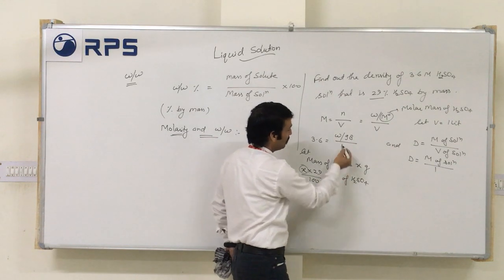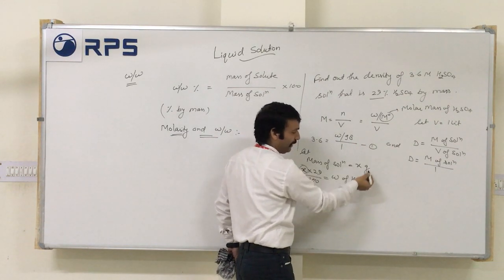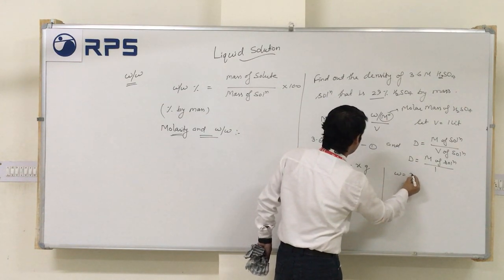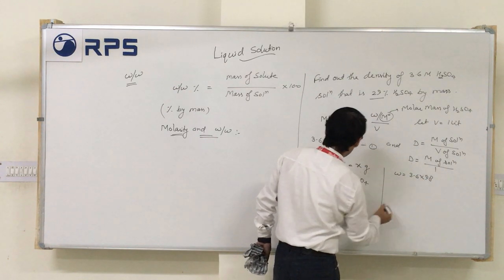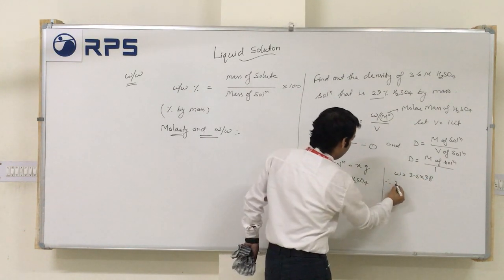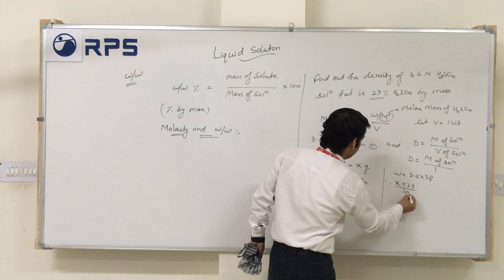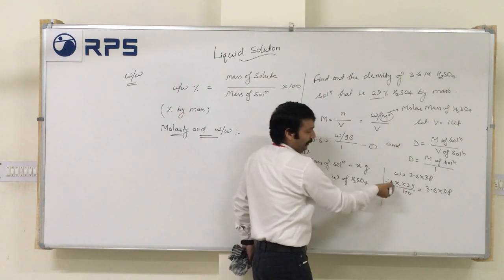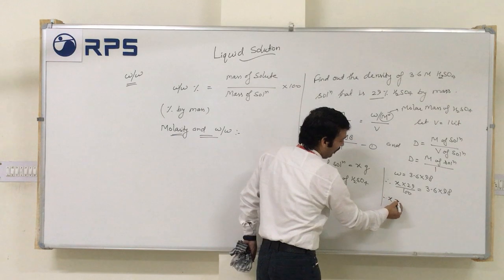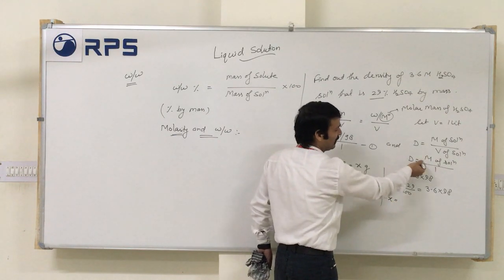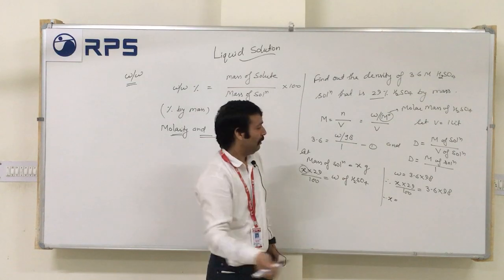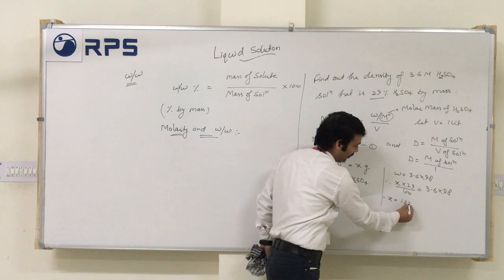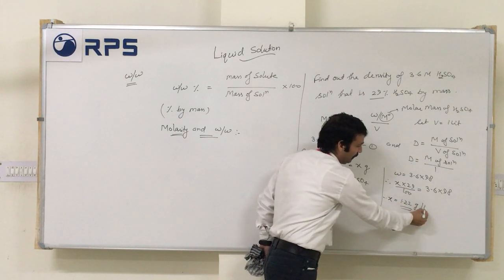So the weight of H2SO4 we can find from equation 1, and according to equation 1, W is equal to 3.6 into 98. Therefore x into 29 by 100 equals 3.6 into 98, and the calculated value of x will be the density of the solution, because it will be divided by 1 only. So after calculation we get 1.22 gram per liter.